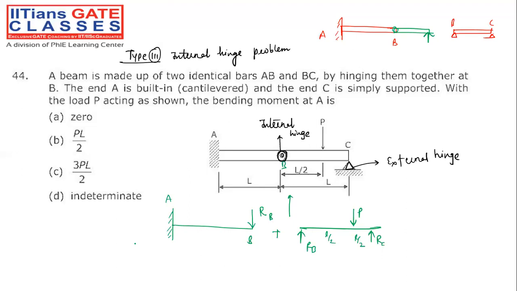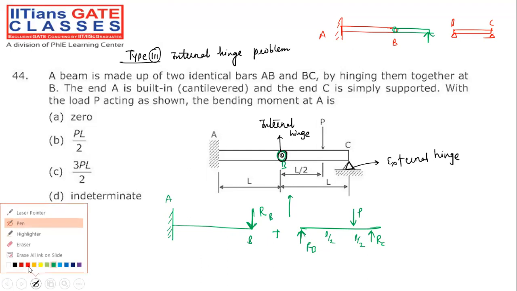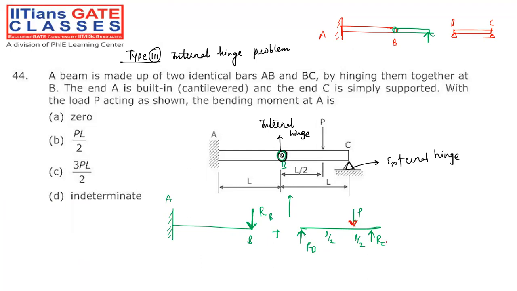But when I make this separate free body diagram, then they will be making forces. This internal hinge will offer some kind of reaction force in this direction that will act like a load for the AB beam, and it will be acting like a support for the BC beam. In that case, how to calculate RB and RC? It is a simply supported beam, with the point load exactly at the midpoint, so it will become P by 2, P by 2. If this is P by 2, then this will also be P by 2. If this is P by 2, what is the bending moment at point A? P by 2 into L. Then what's the answer? PL by 2.